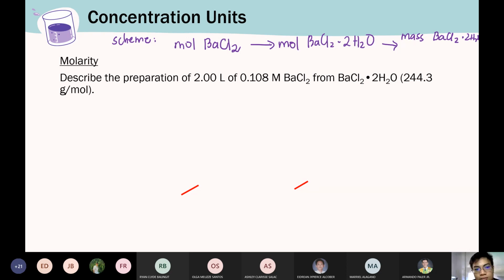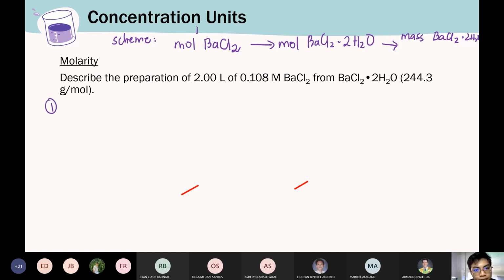So, again, the scheme looks like this. Given the molarity of barium chloride, you solve for the moles of barium chloride. Then, since hinahanap sa problem is yung from barium chloride dihydrate, you need to convert the mole of barium chloride to mole of barium chloride dihydrate. And then, pag nakuha mo na yung mole ng barium chloride dihydrate, you convert it into its mass. Okay? So, that's the common scheme sa pag-solve ng problems like this. So, let's solve first for the mole of barium chloride. Okay?